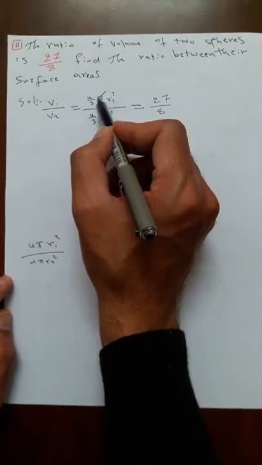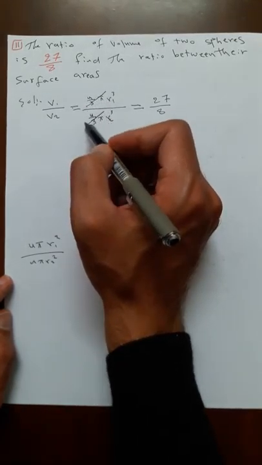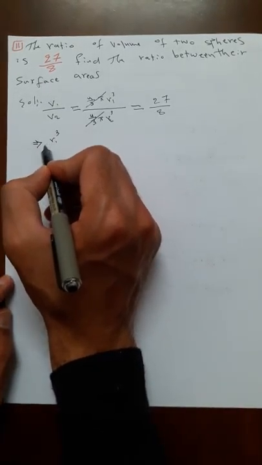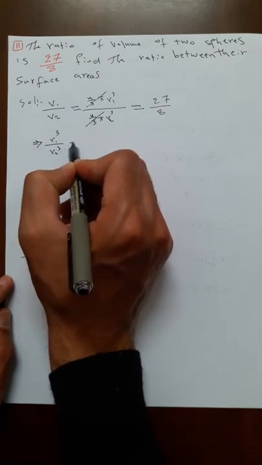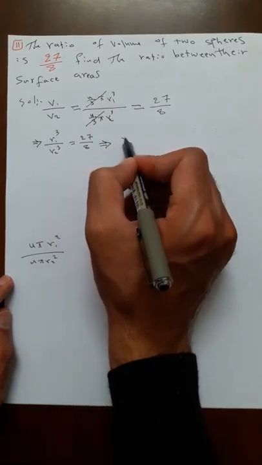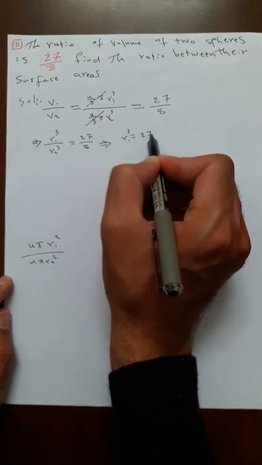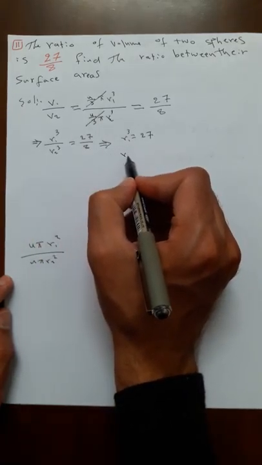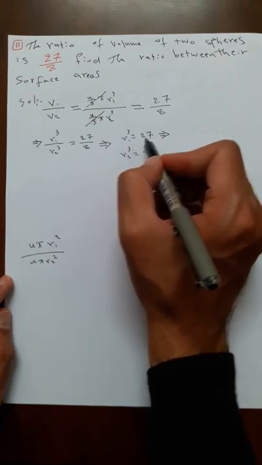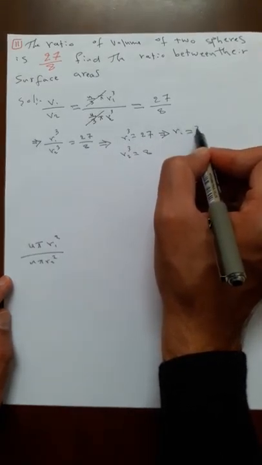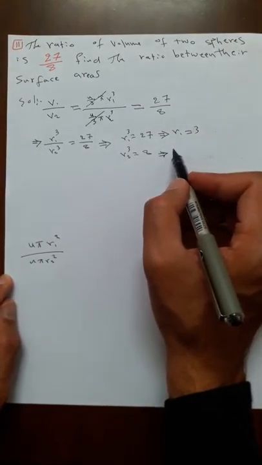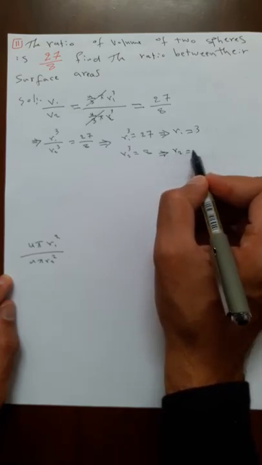4 over 3 pi with 4 over 3 pi is deleted. That leads to r1 with power 3 divided by r2 with power 3 is equal to 27 over 8. That leads to r1 with power 3 is equal to 27, and r2 with power 3 is equal to 8. So, by taking the cubic root, I will get r1 equal 3. And also by taking the cubic root, I will get r2 equal 2.